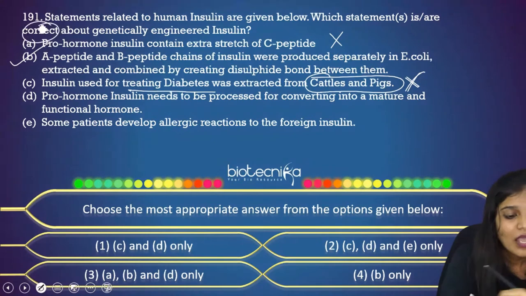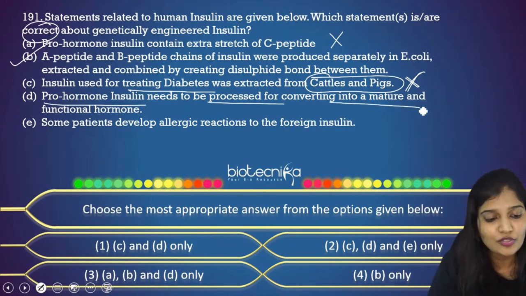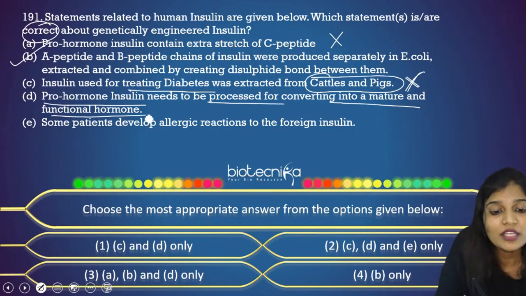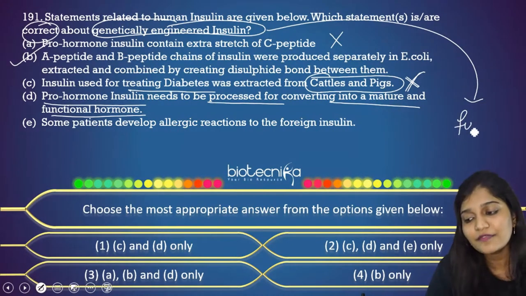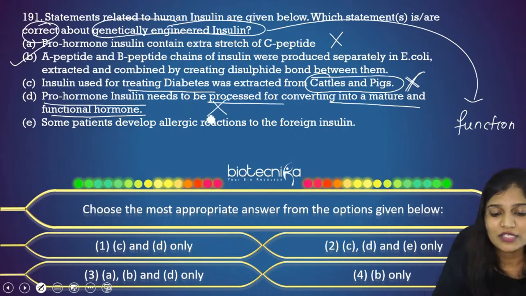Then the next statement, pro-hormone insulin needs to be processed to become matured and functional hormone. No, we are talking about genetically engineered ones, which means they are functional. Already it is functional. Why do you have to make them back again? So it is also going to be a wrong statement.